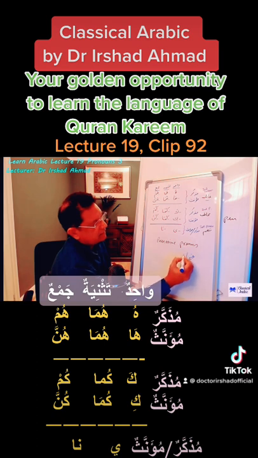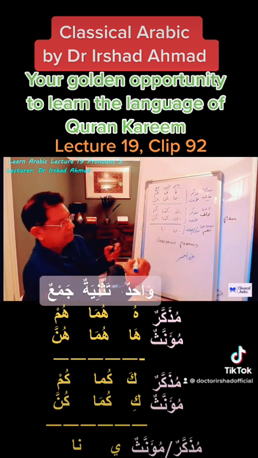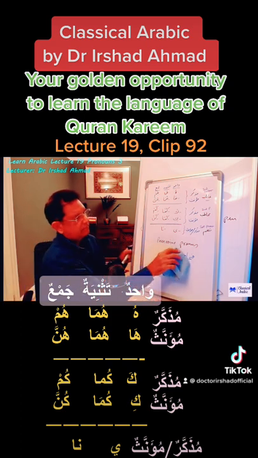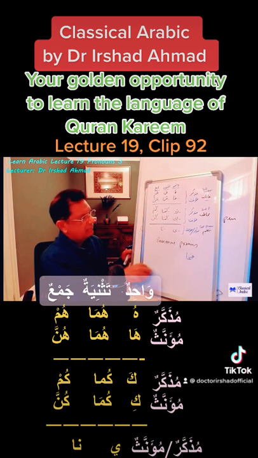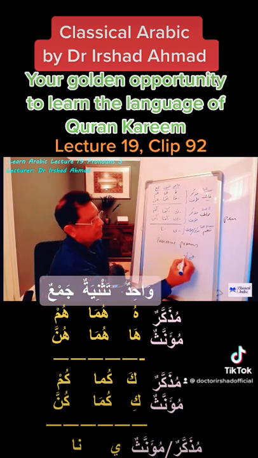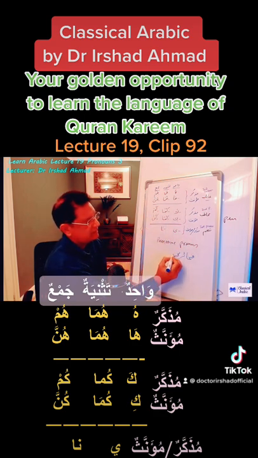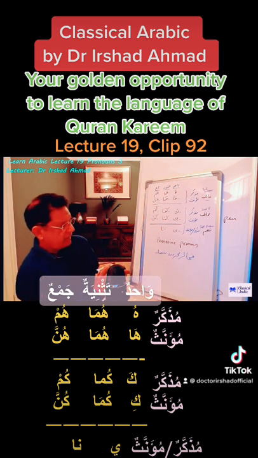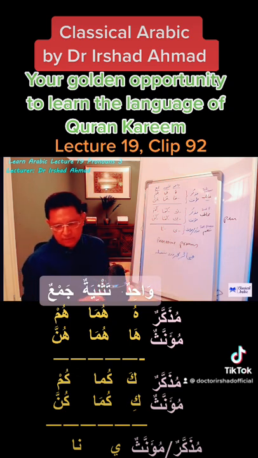Dhamair majrura, because they are quite often written in the state of jar. Dhamair majrura muttasila, meaning attached. So dhamair majrura muttasila, possessive pronouns.